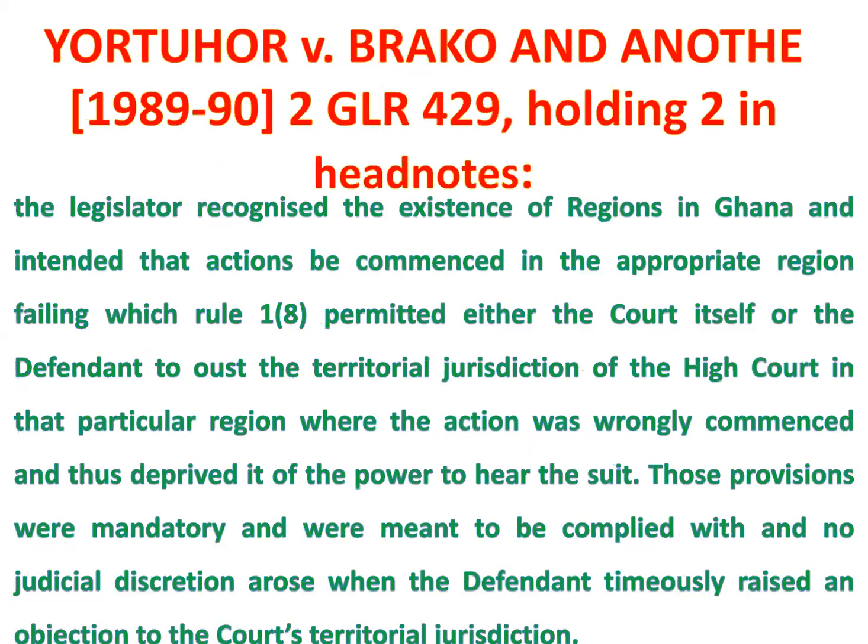This is what was held in Yortuhor versus Braco and another, reported in 1989-1990, 2 Ghana Law Reports at page 429, holding two, as follows, and I quote. The legislator recognized the existence of regions in Ghana and intended that actions be commenced in the appropriate region, failing which Rule 1A permitted either the court itself or the defendant to oust the territorial jurisdiction of the High Court in that particular region where the action was wrongly commenced, and thus deprived it of the power to hear the suit. Those provisions were mandatory and were meant to be complied with, and no judicial discretion arose when the defendant timeously raised an objection to the court's territorial jurisdiction.